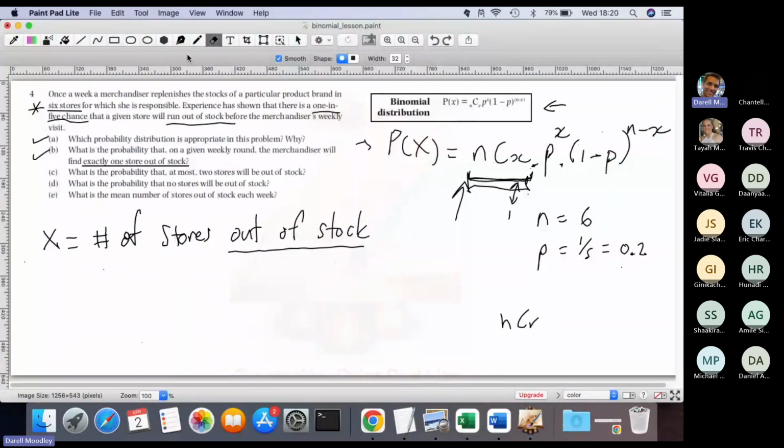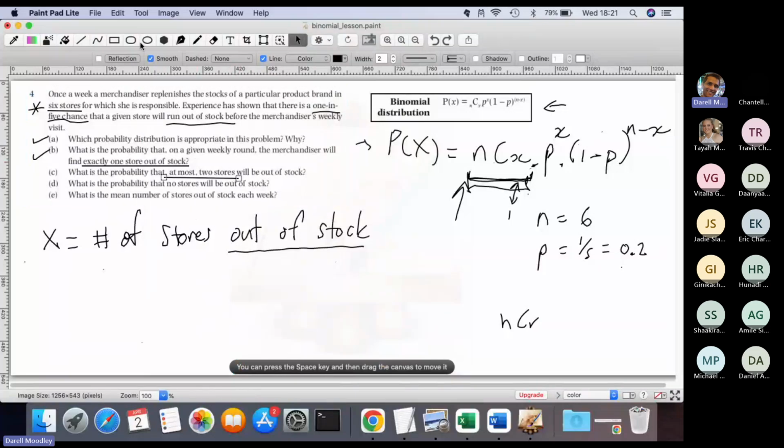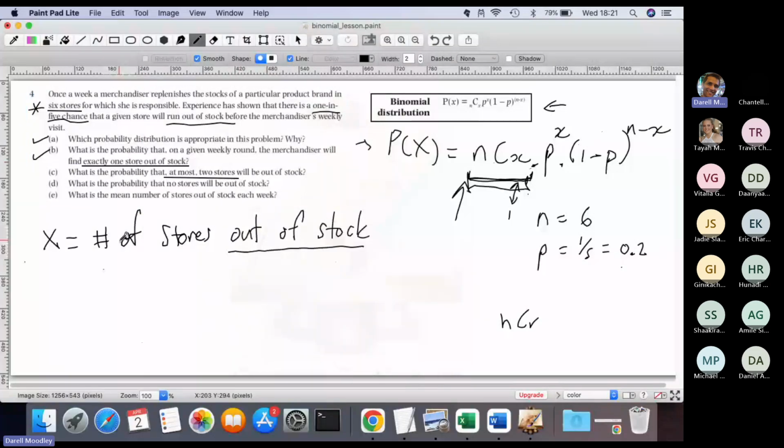So the next question, C, is what is the probability that at most 2 stores will be out of stock? So at most 2 stores will be out of stock. We know that X is the number of stores out of stock. So I want you to put this in the chat. I need to test how you're understanding and interpreting question C.